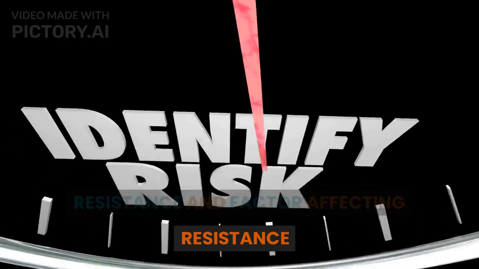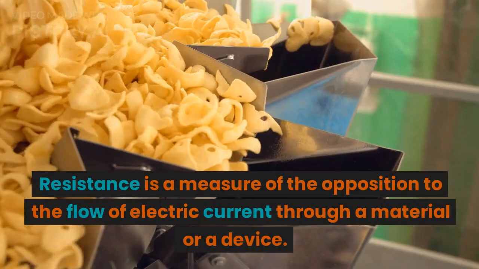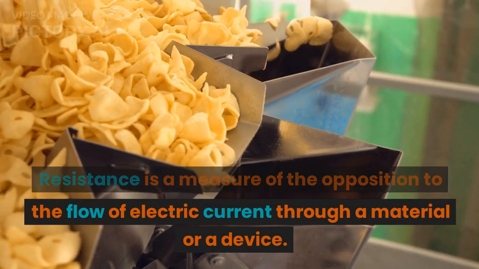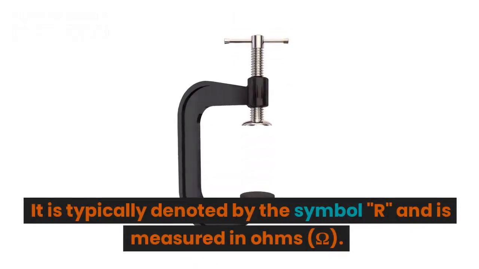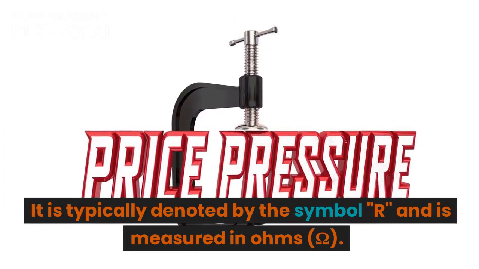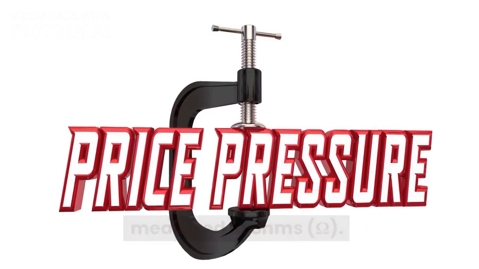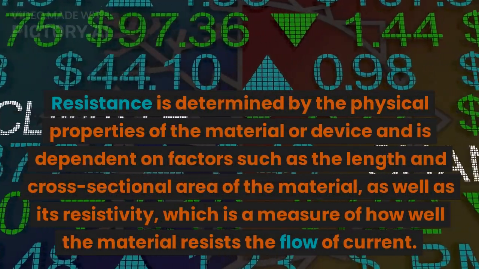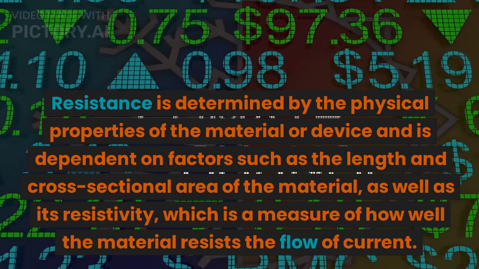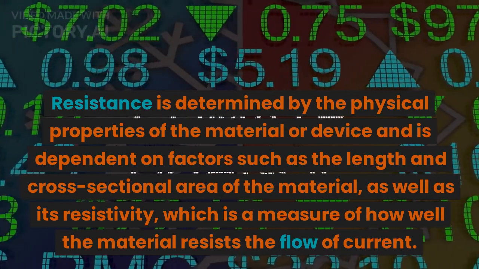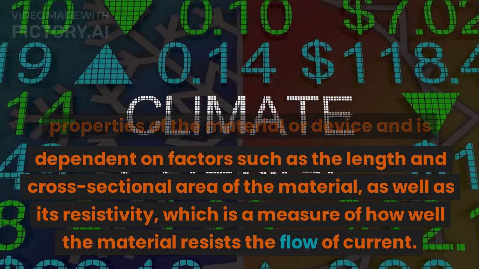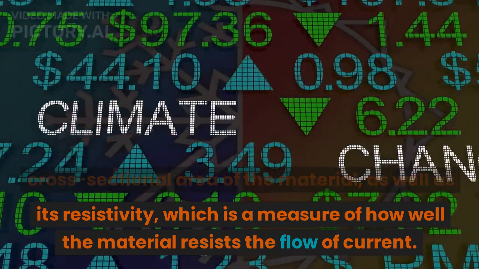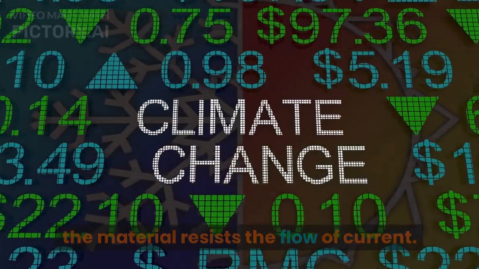Resistance and factors affecting resistance. Resistance is a measure of the opposition to the flow of electric current through a material or a device. It is typically denoted by the symbol R, and is measured in ohms, omega. Resistance is determined by the physical properties of the material or device and is dependent on factors such as the length and cross-sectional area of the material, as well as its resistivity, which is a measure of how well the material resists the flow of current.